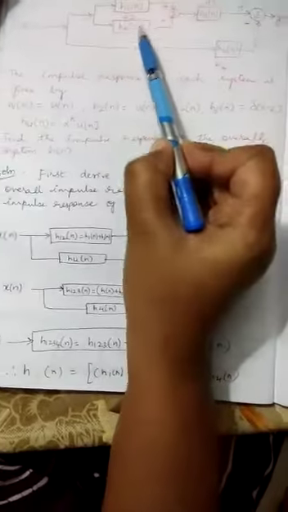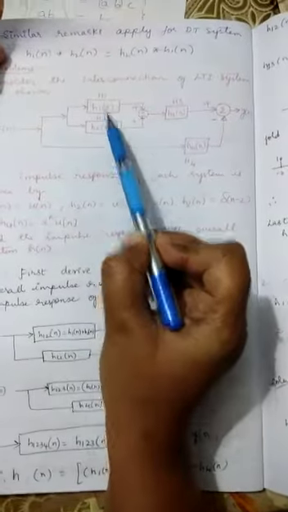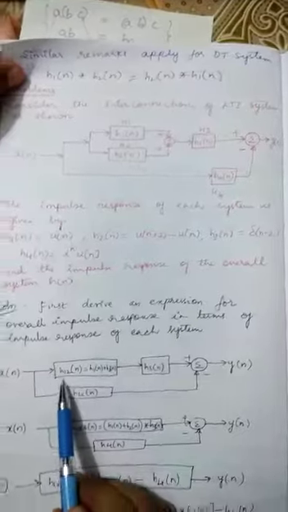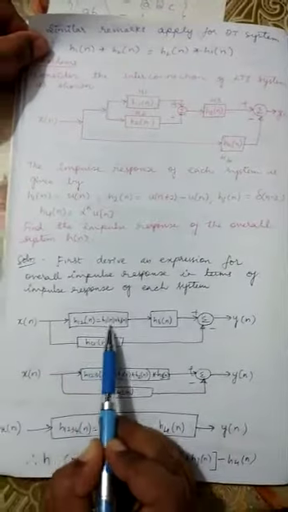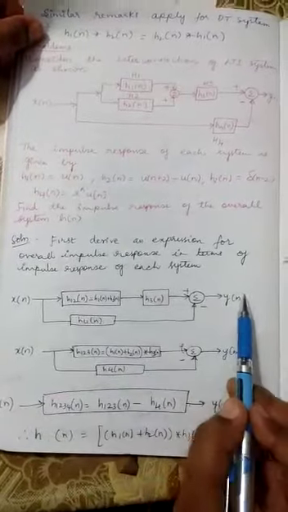First we will reduce this. Since they are in parallel, the total impulse response we call h12. This is just the addition of the two. So I have written h12 of n is h1 of n plus h2 of n. Then you will get the simplified diagram like this.